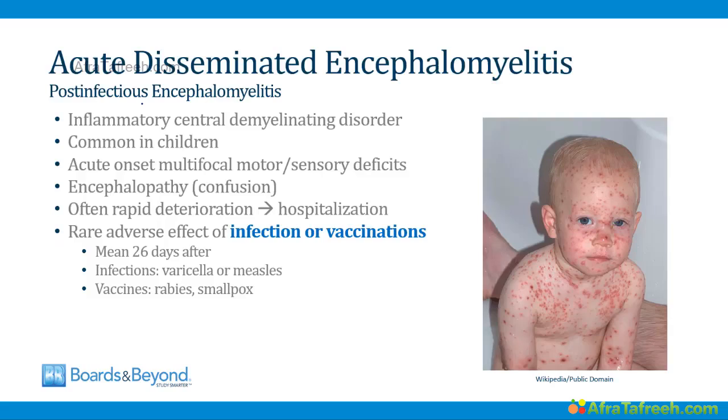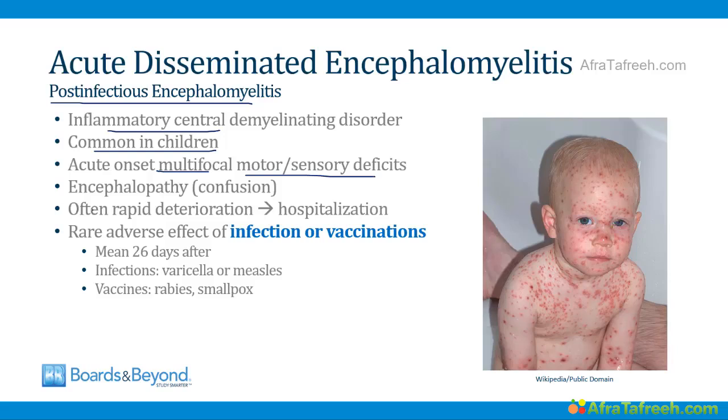Acute disseminated encephalomyelitis is also called post-infectious encephalomyelitis, and this is an inflammatory central demyelinating disorder that is common in children. Children who get this disorder have the acute onset of multifocal motor or sensory deficits. So what this means is they can have weakness that may involve an arm or a leg. The same thing is true for sensory defects. They won't just be in one area of the body, they can be in several areas. That's why it's called multifocal.